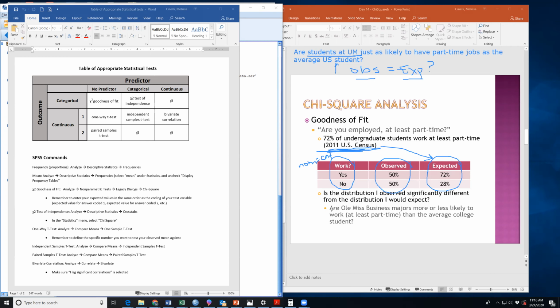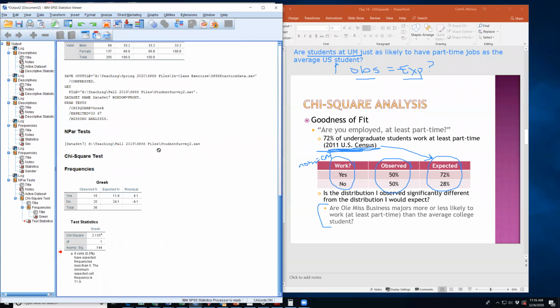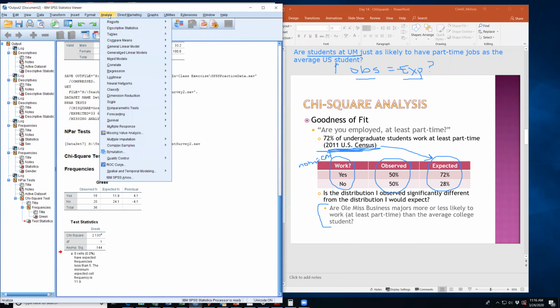All right, so here's this question down here. Are Ole Miss business majors more or less likely to work at least part-time than the average college student? To get an answer to this, we need to go back to SPSS. We're going to go to Analyze, Nonparametric Tests, Legacy Dialogs, Chi-square.